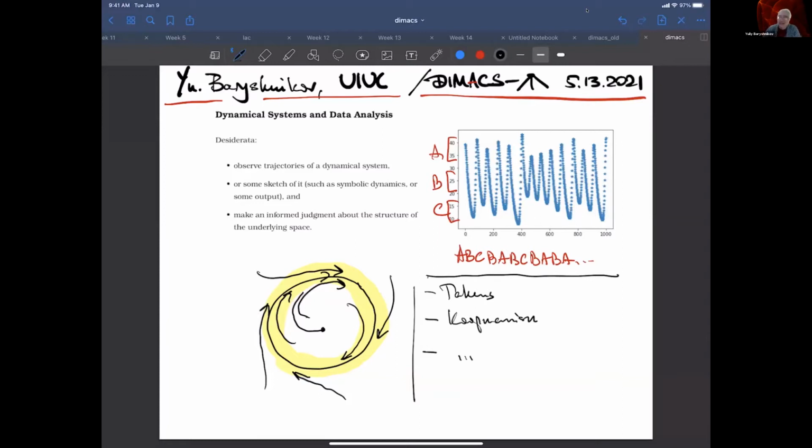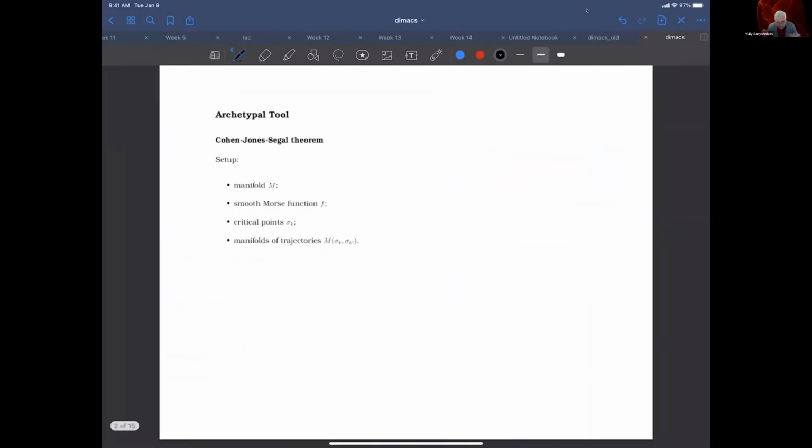Again, a lot of what I will be telling is a rambling, a story. It will be mirrored or parallel or resonate with some other stories. But again, what I wanted to start with is my archetypal tool, which started me thinking about this. There is this very beautiful result.